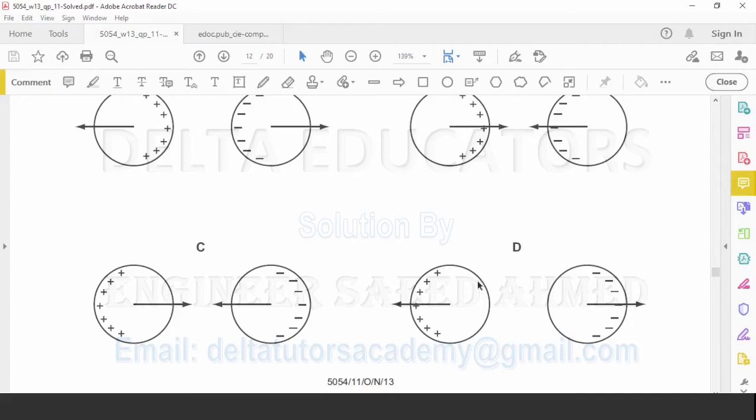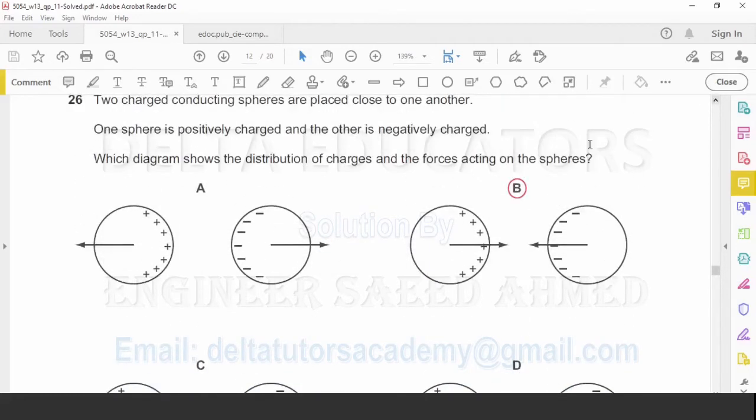In option D, here we have positive charge, and here in the second sphere we have negative charge. Since we have opposite charges, so here definitely it should be force of attraction, not force of repulsion. Here it is shown force of repulsion, so it is incorrect. And second thing, these charges should be shown on this side, not on the opposite ends. So option D is also incorrect. Correct option is option B, where it is shown that we have opposite charges, and because of opposite charges we have force of attraction in between the two spheres.